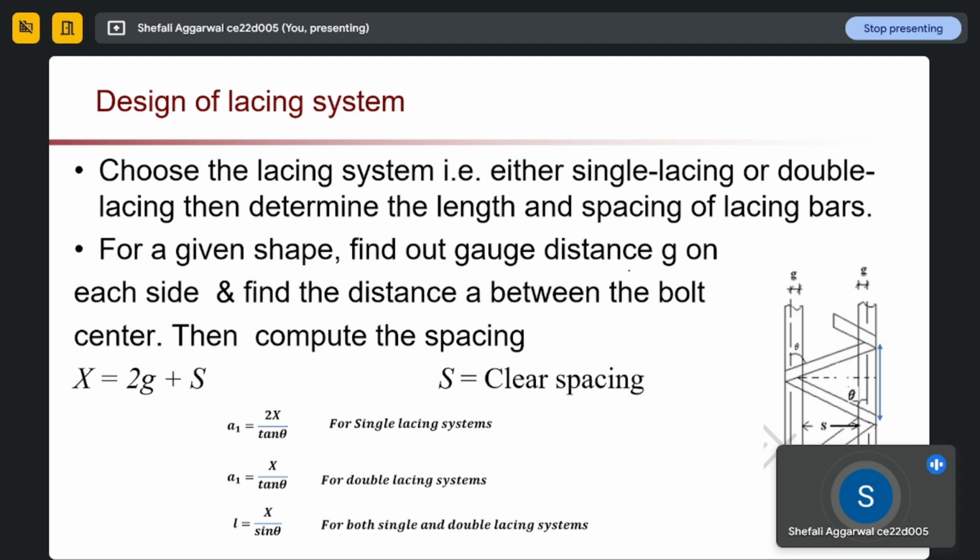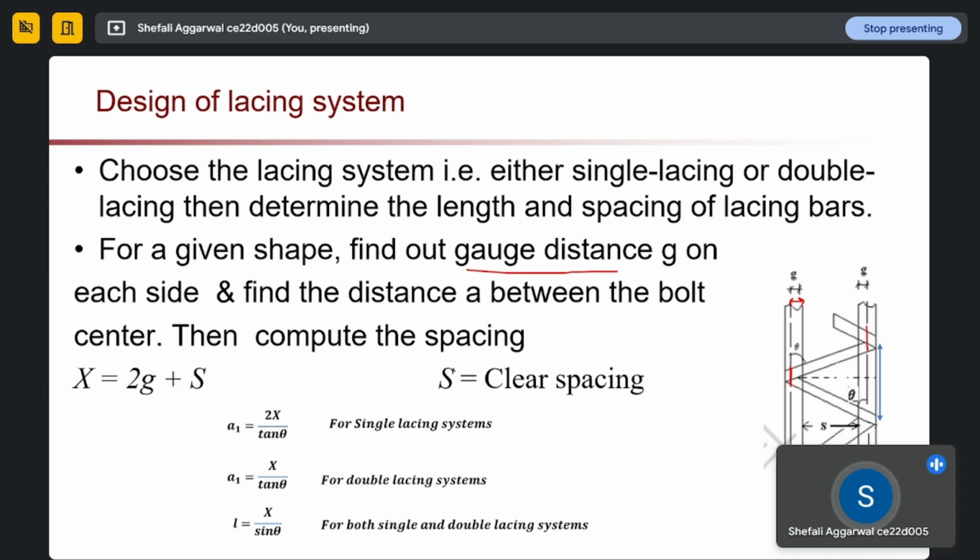Then we have to calculate the gauge distance. So what is the gauge distance? It is the distance between the edge of our member and this lacing, wherever this intersection is happening. So this is the intersection point. From this point, the intersection of two laces, to the edge, that is our gauge distance. So we will calculate this gauge distance and then we will calculate the spacing.